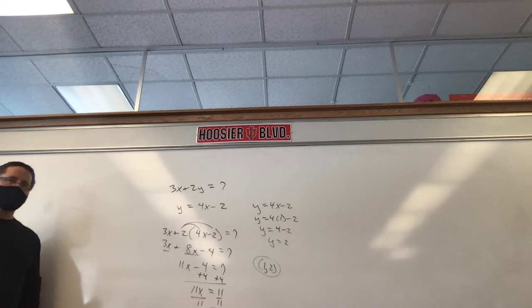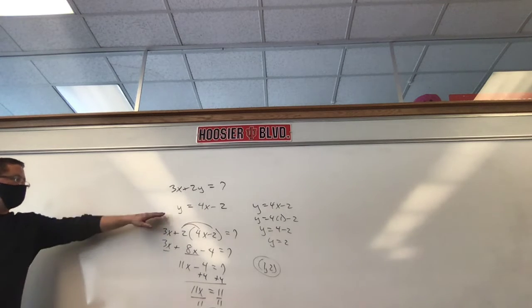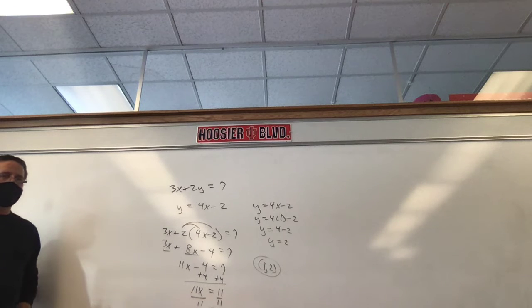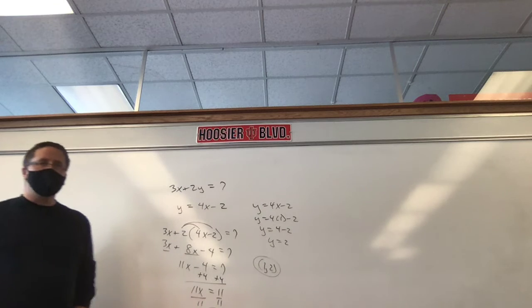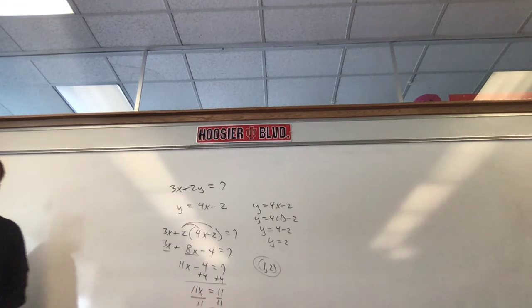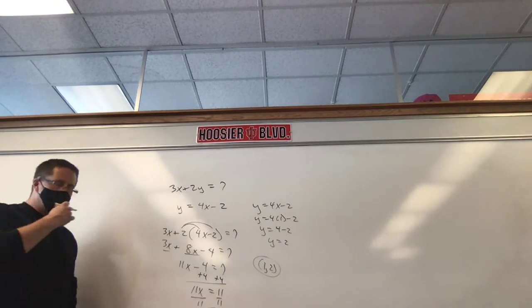Now, what is so special about the point 1, 2? If I graph this and I graph that, what's so special about this point 1, 2? It crosses at the point 1, 2. There's nothing new there. That's all old stuff.